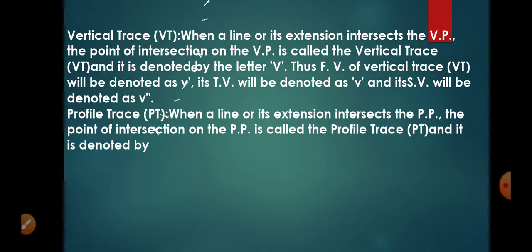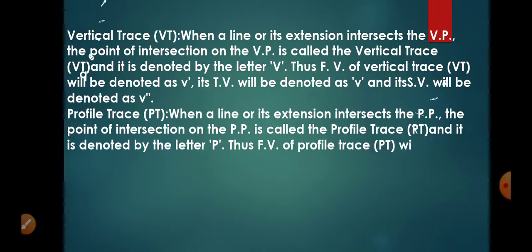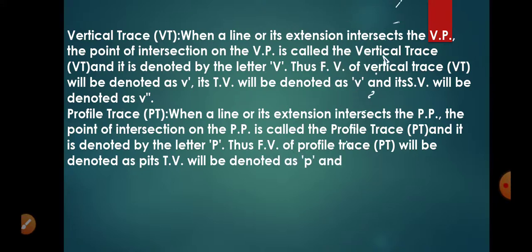So the main concept is: whenever we see from the front view, you denote the small letter with a dash. If we see from the top view, you denote the small letter without a dash. If you see from the side view, you denote the small letter with a double dash. That's the concept. Here the profile trace is used for the side view.